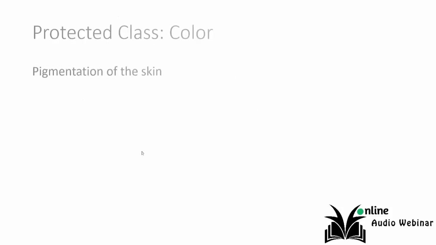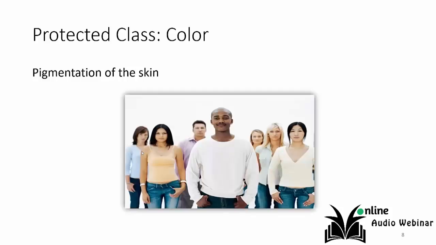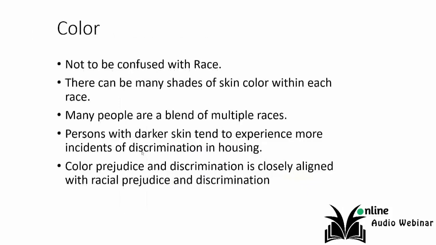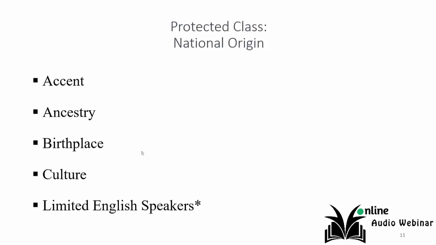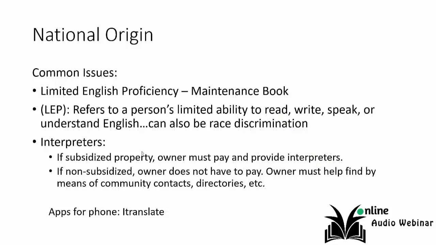So the second protected class is color. And this has to do with pigmentation of the skin, not to be confused with race. The next protected class is national origin. This has to do with ancestry or the accent or the birthplace or the culture that people have, or with limited English speaking. And that's a very common issue.